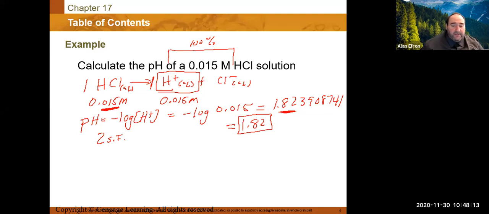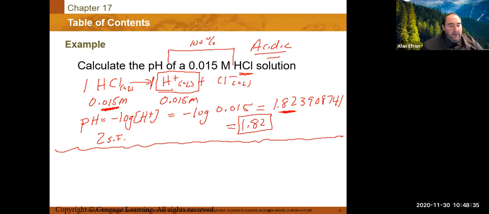First off, any questions on that calculation there? This also would tell us that it is 1.82, which is less than 7, so it would be acidic in this case, which would make sense since this is an acid. Any questions on that calculation?